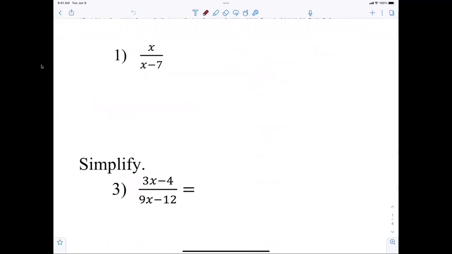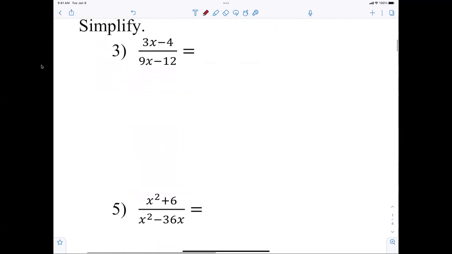All right, here we go. Number one. Excellent. Yeah, all it is, x cannot equal 7. Anybody have any problems with that? All right, you cannot divide by 0.